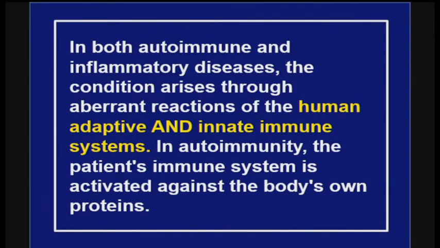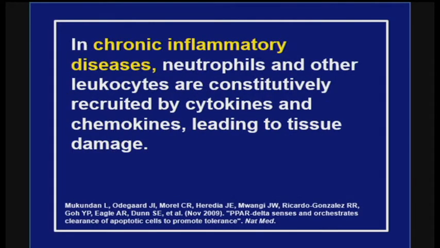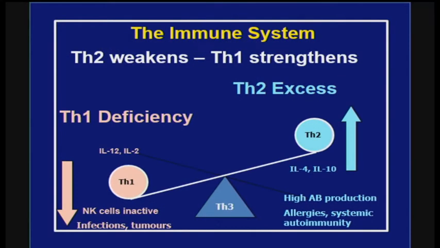So in both immune and inflammatory diseases, the condition, well really that's the same, the condition arises through the aberrant reactions of the human adaptive and innate systems. In autoimmunity, the patient's immune system is activated against the body's own proteins. In chronic inflammatory diseases, neutrophils and other leukocytes are constitutively recruited by cytokines and chemokines, leading to tissue damage.